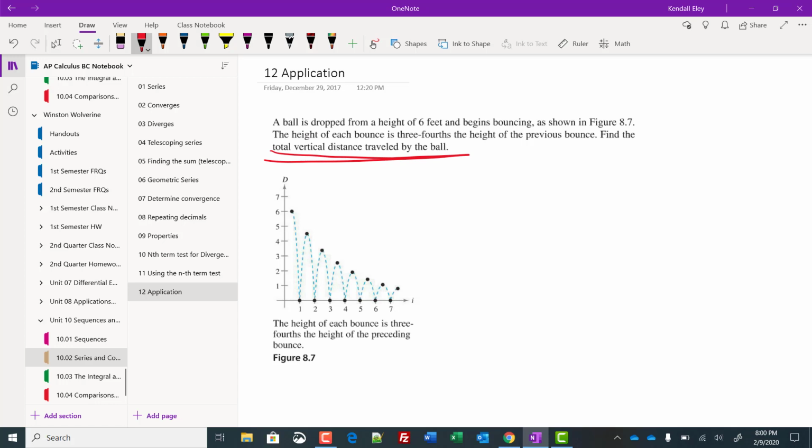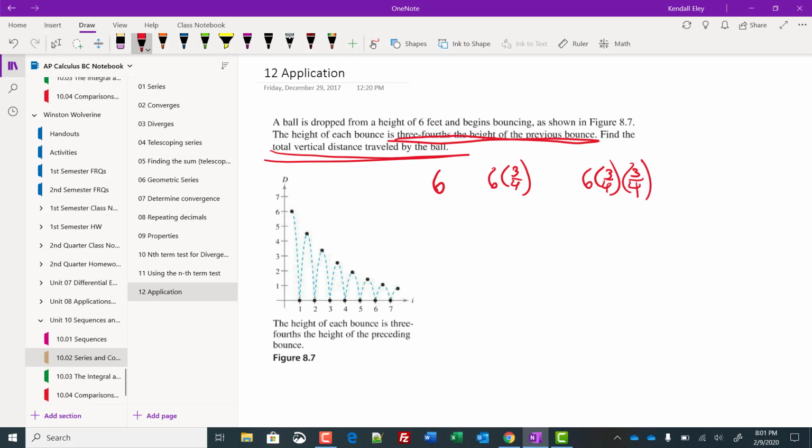Hopefully you can see that this is a series because we're adding up a sequence of numbers. Also, by the simple fact that we're told that we can find the total distance, we are told that it is a convergent series. If you read a little bit closer, I would imagine that you could pick up right here that the height of each bounce is 3/4 of the height of the previous bounce. So that means the first time it drops 6 feet, then the next time it drops 6 times 3/4.